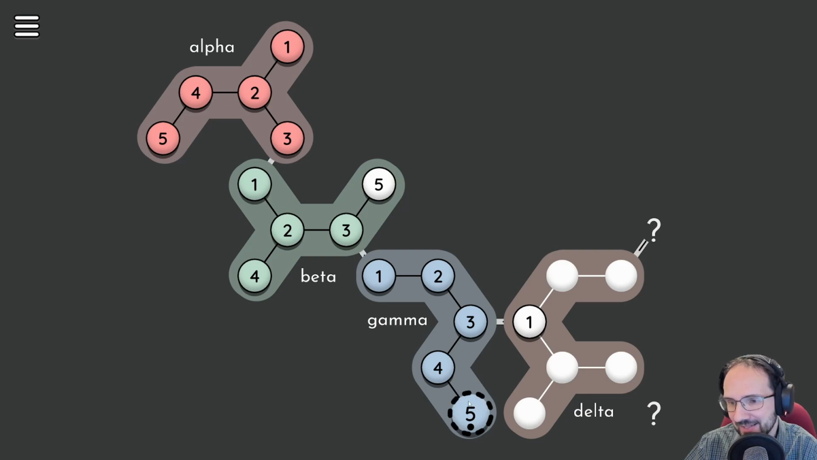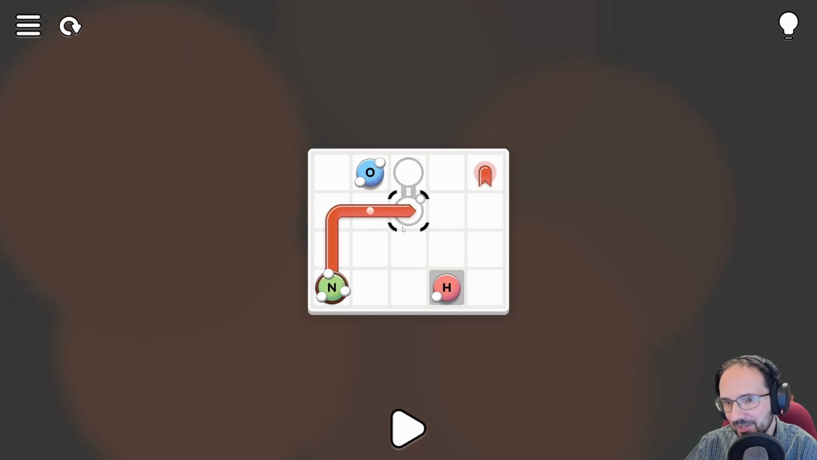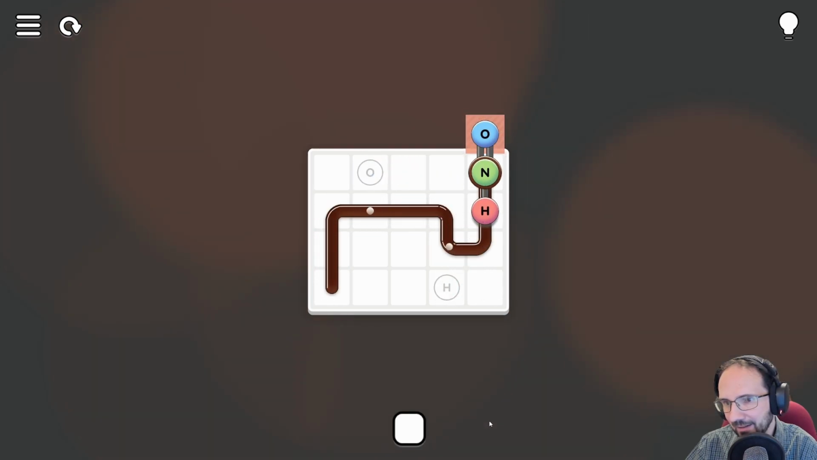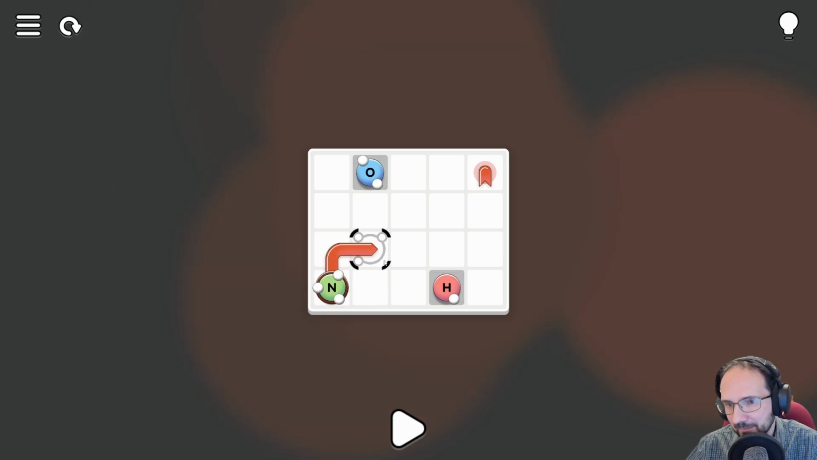That is all the gamma puzzles. Delta. What new mechanic do you have in store for us? I don't know. This looks deceptively simple. Onto you. Onto you. And out. Isn't that right? Oh. Not allowed to have overlapping. Okay. In that case.